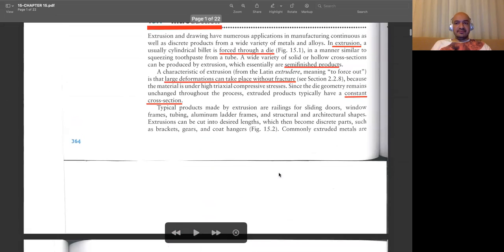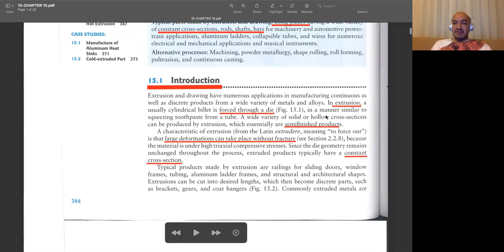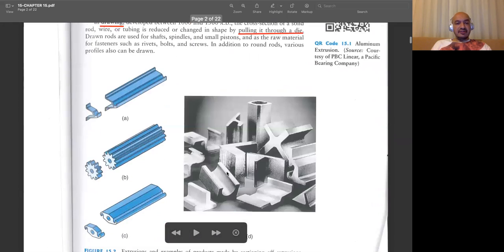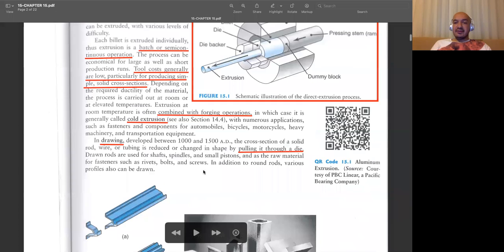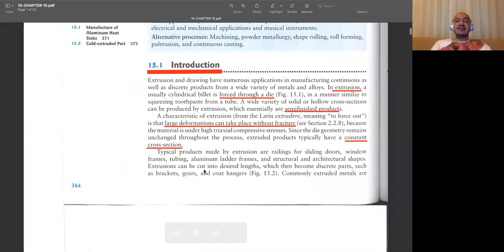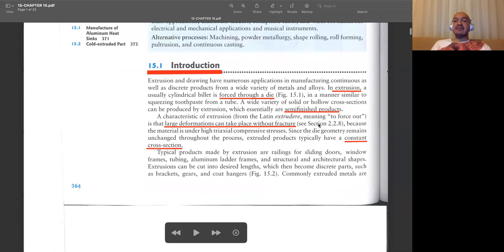extrusion process. And with the help of this, we mostly obtain semi-finished products. What are these? For instance, you can see such cases. These are extruded parts. As you see, they're not finished completely. Once you do some cutting, then you'll obtain finished products. So that's why it's stated that after the extrusion process, we have semi-finished products.